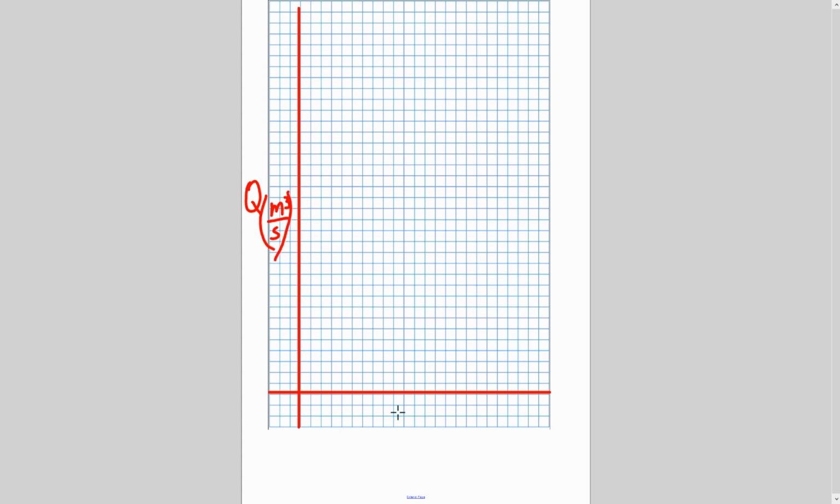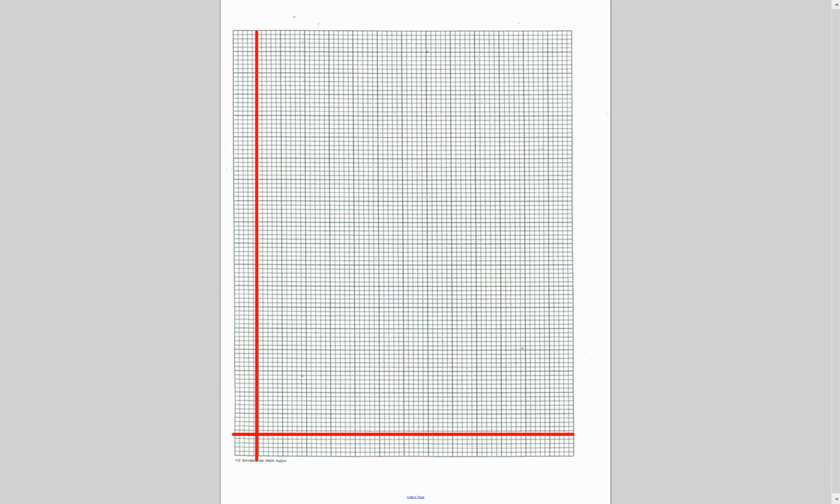We want to graph that versus velocity in meters per second. And somebody may look at this and be like, you wrote on the graph paper itself. Here's the thing, that's perfectly fine. Q in meters cubed per second versus velocity on the x-axis, meters per second.